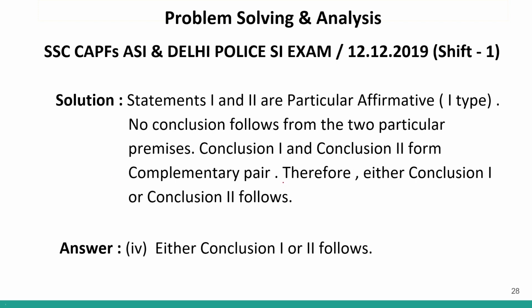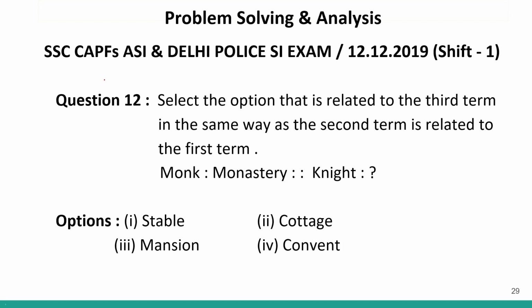Okay. Now, question number 12. We have to select, this is pair number 1. Again, a question on analogy. Pair 1, and we have to select the pair 2. Okay. Now, the first pair is monk is to monastery and knight is to what? So, I can say that the relationship is that a monk lives in a monastery.